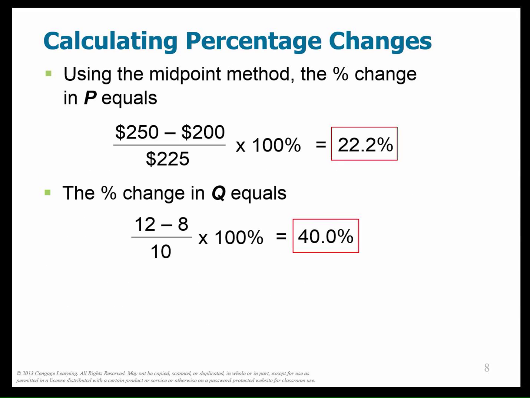So again, from the same problem that we had before, we had $250 and $200. What's the midpoint between the two of them? It's 225. Okay, so it's 22.2%. The change in price.